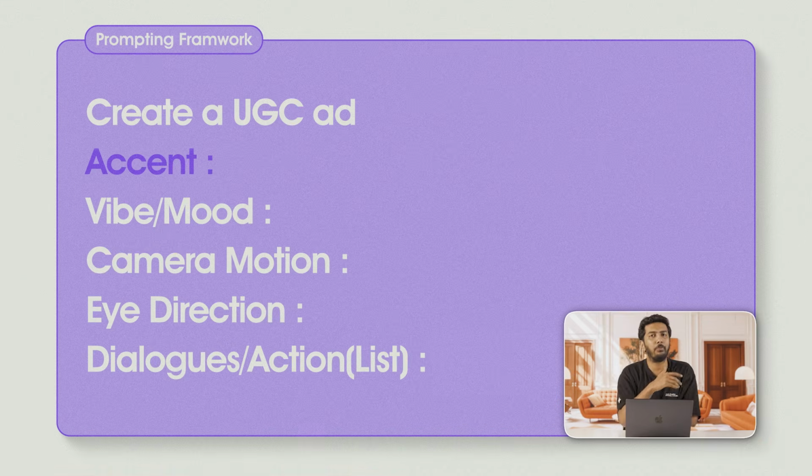But let's start with the first parameter, which is accent. It's pretty obvious. It's basically what kind of accent do you want your influencer to have? Is it an Indian accent? Is it a British accent? Is it a French accent? What should they actually sound like?